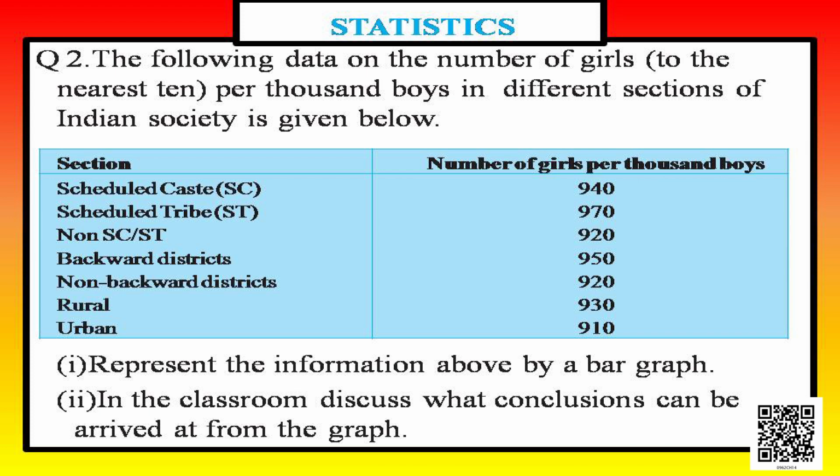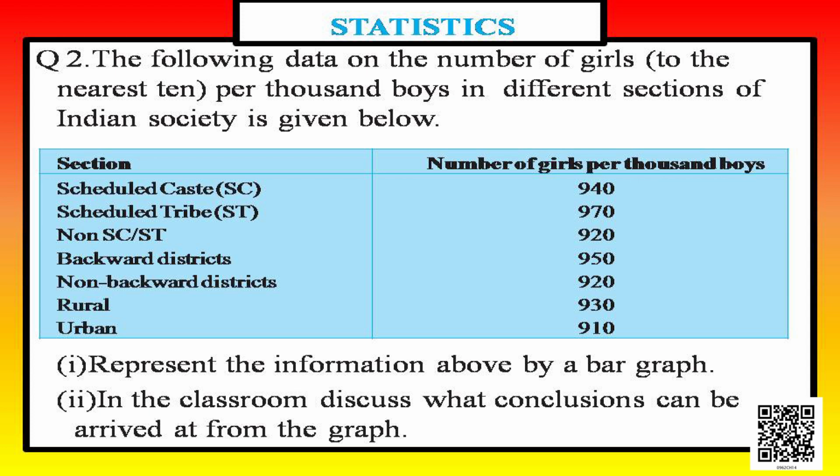It says the following data on the number of girls to the nearest 10 per 1000 boys in the different sections of Indian society are given below. The table's section column: Scheduled Caste is 940, Scheduled Tribe 970, non-SC/ST 920, backward districts 950, non-backward districts 920, rural 930 and urban 910. And they asked us to draw the bar graph.